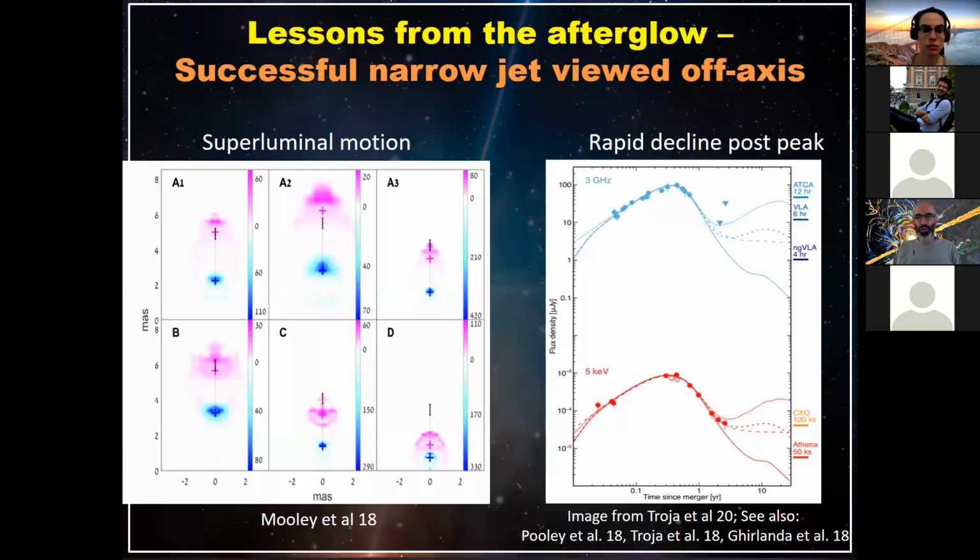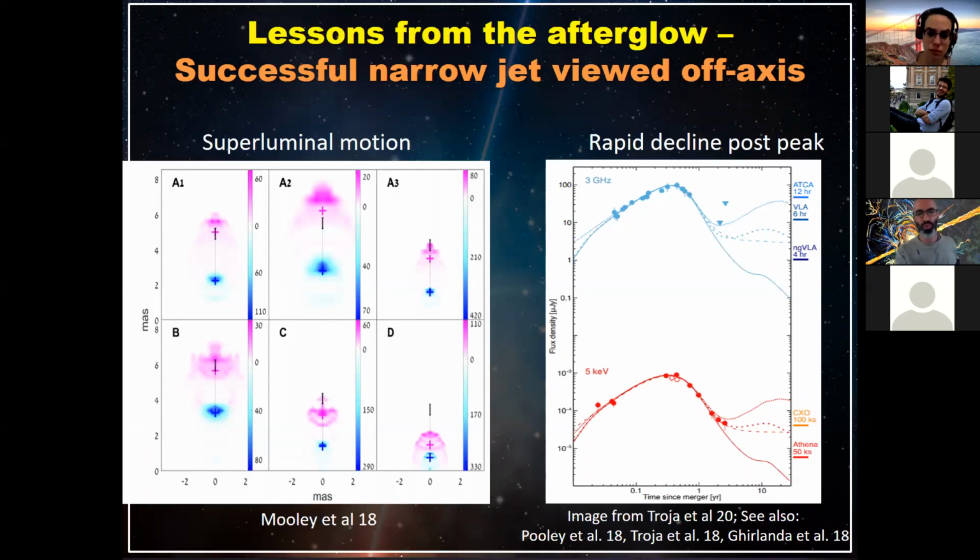And there's been a lot of work, and I will not go into all of it right here, but I just want to say that the bottom line is that we know now that there has been a successful jet, successful meaning that it managed to break through the ejecta that is launched from the neutron-star merger after this initial merger takes place. So there was a jet, it was narrow, and it was pointing away from the line of sight.